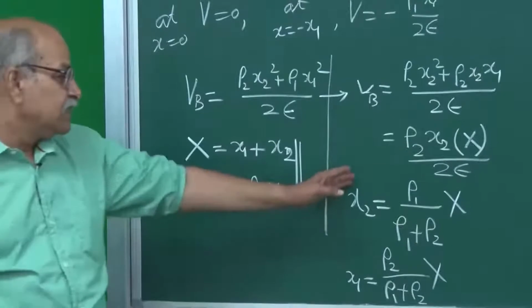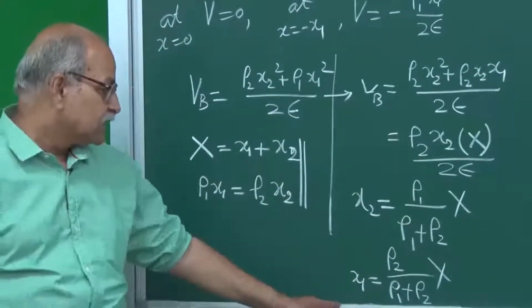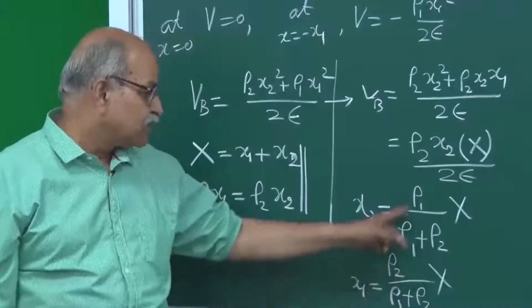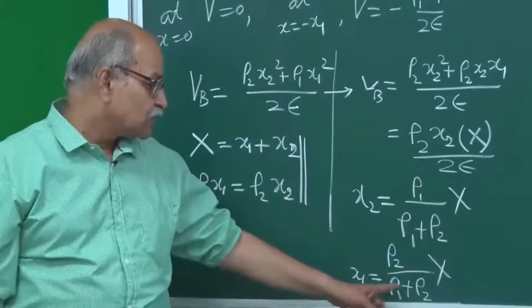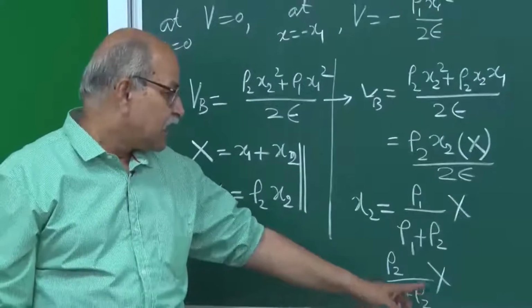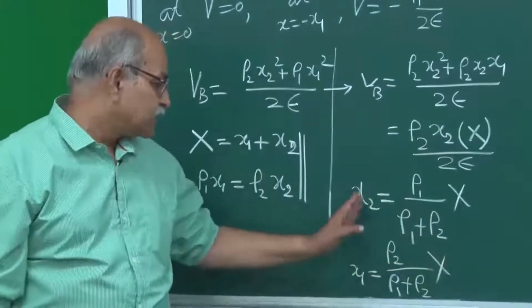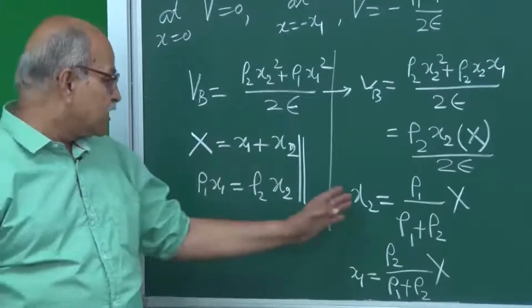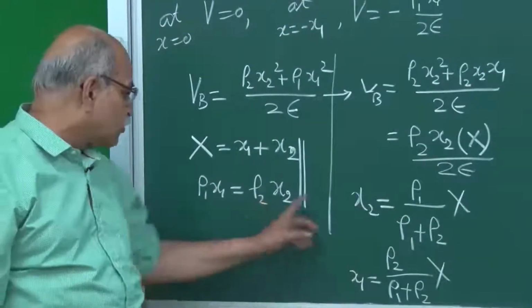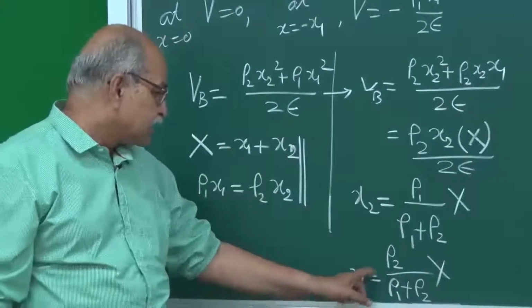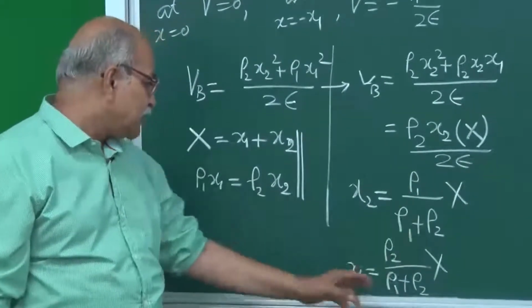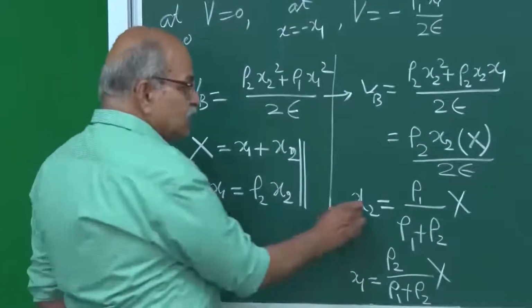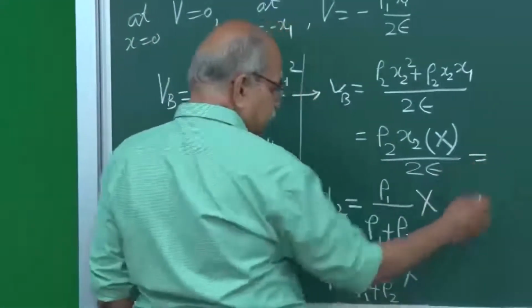Okay. If you add these two, what happens? You will have rho 1 plus rho 2 in the numerator, which will cancel this rho 1 plus rho 2 in the denominator, and it will be x. So x1 plus x2 is capital X, this equation. And if you multiply this x2 by rho 2 and this x1 by rho 1, they become the same. So rho 1 x1 is rho 2 x2. So this is it. Use this expression of x2 here.